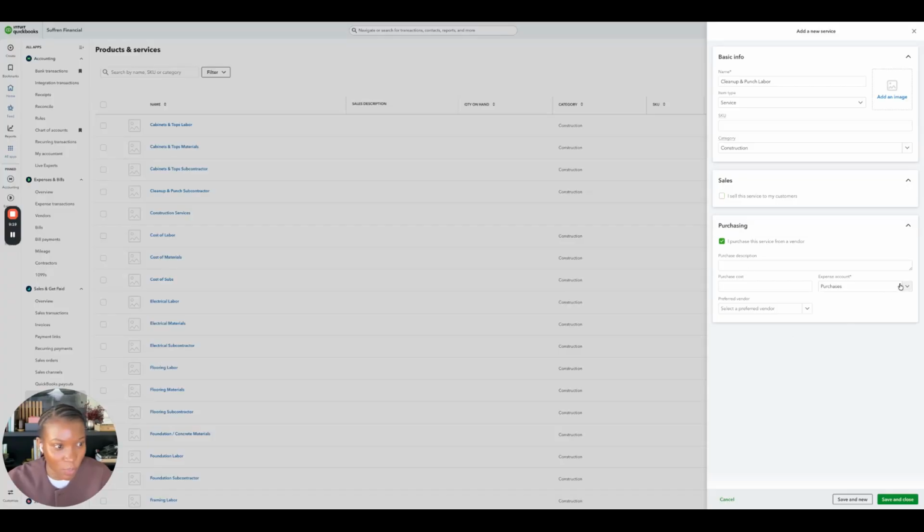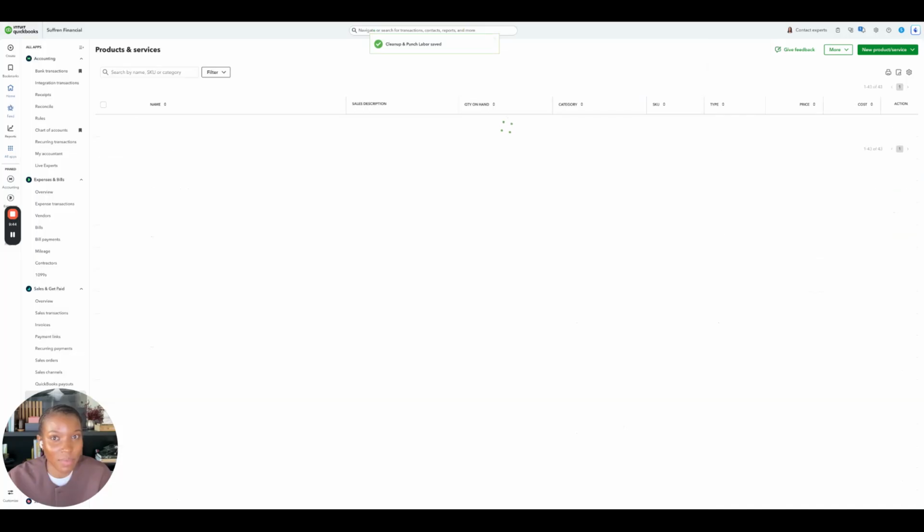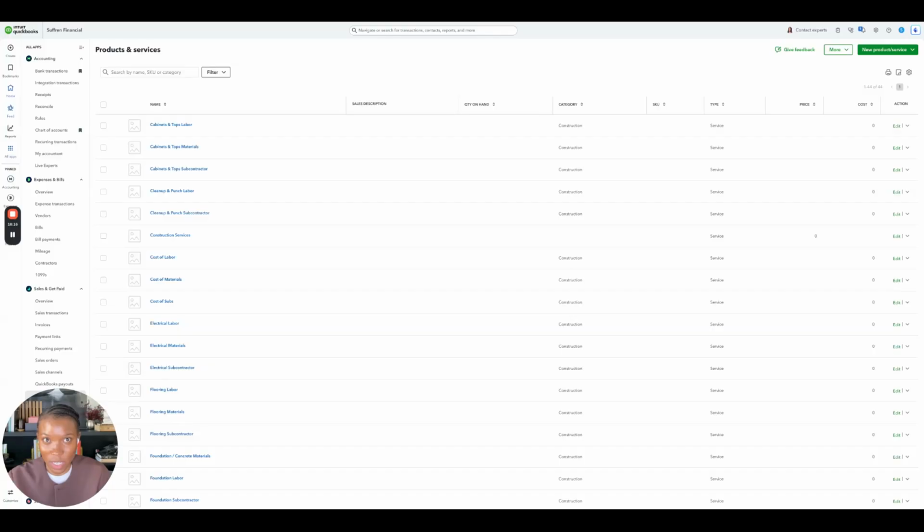We're purchasing it though. So we have our expense account, and this will go to cost of labor, but not just cost of labor. It will go to our specific cost of labor account, which is cleanup and punch labor. Right. Save and close. All right. Now that we have our account and service set up, let's go ahead and categorize some expenses.